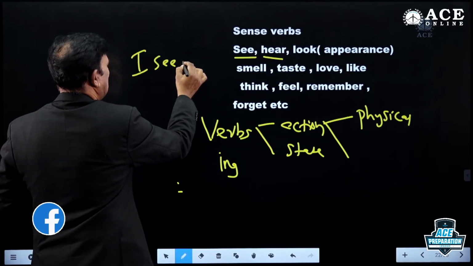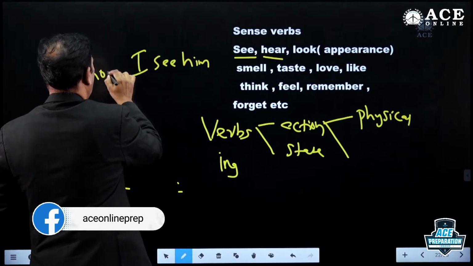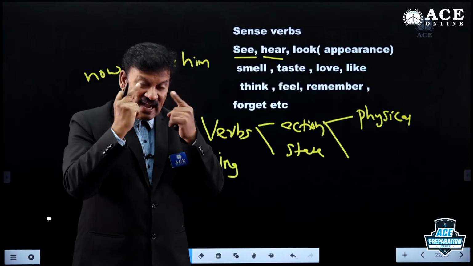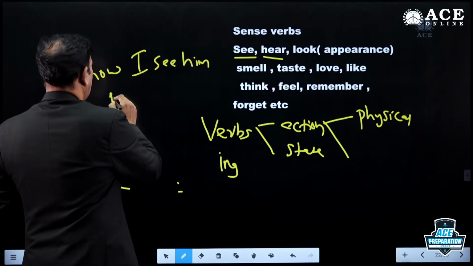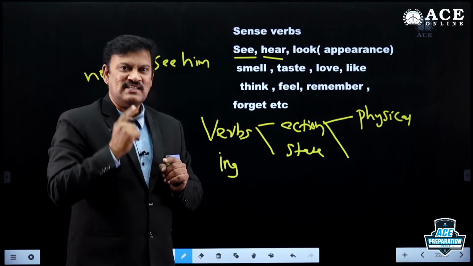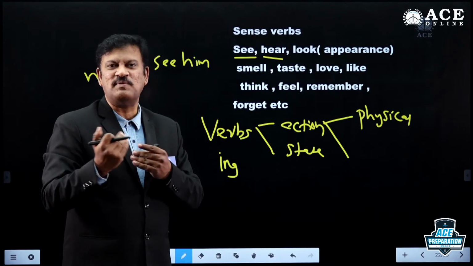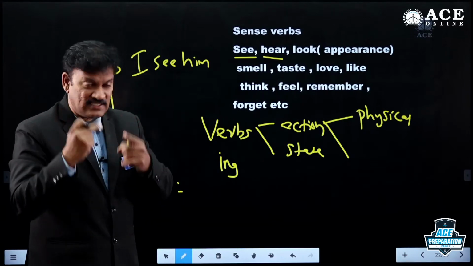I see him. I see him now, maybe on the screen. It means with my eyes. Suppose if I say, this hero is seeing that heroine. This is used as dating. Seeing can be used as a synonym of dating. So not with the eyes.